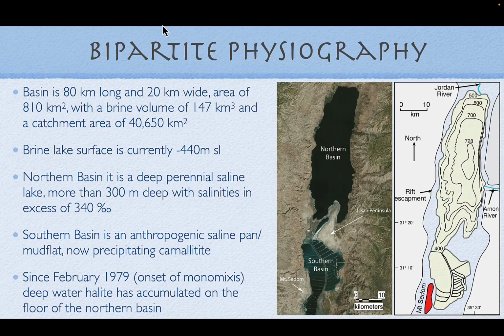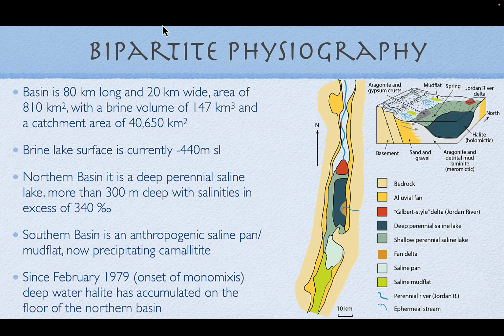Let's just remind ourselves of the Dead Sea physiography. In the Northern Basin, we are looking at a 300-meter plus brine column where we have deep perennial saline lakes, which is the focus of this chapter. In the Southern Basin, we have the saline pans with the carnallitite forming in those anthropogenic pans with textures very similar to what we discussed in the previous chapter for shoal water. Then around the margins where we have the interface between the alluvial fan inputs and the shallow perennial saline lakes, we have what's called a mixed halite facies, and we'll look at that in a separate chapter after this focus on the deep water halite.